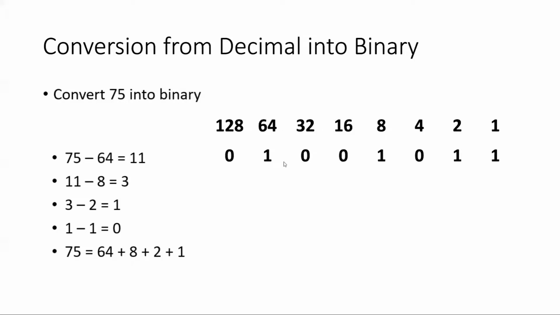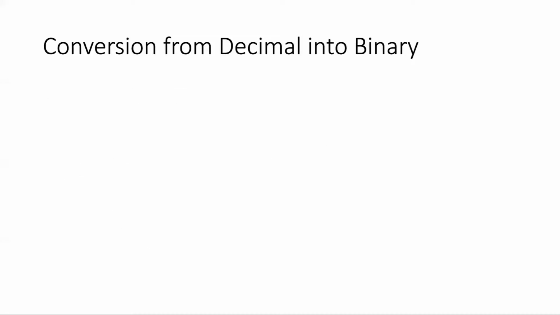So for 64, we put 1. We don't have either 32 or 16, so we put zeros here, but we have 8, because you remember we had 8. We put 1 here. We don't have a 4, so we put 0 here, and we have a 2 and we have a 1. So we put 1 in here and here. So this is actually the binary representation of our number, which was 75. Let's see another example.